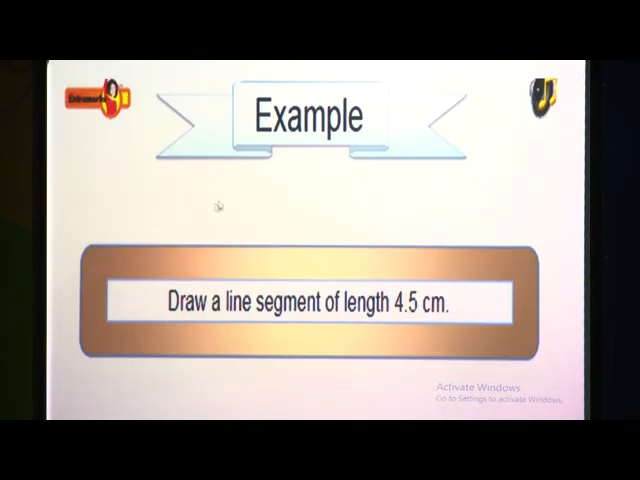So let us see. Now we are going to construct a line segment, draw a line segment of length 4.5 centimeter. So students, whenever we are drawing or constructing, we need to write it stepwise. Each step is compulsory, there may be 4-5 steps, but we need to write each and every step. Let us see how we can write it in detail. So let us see the solution.